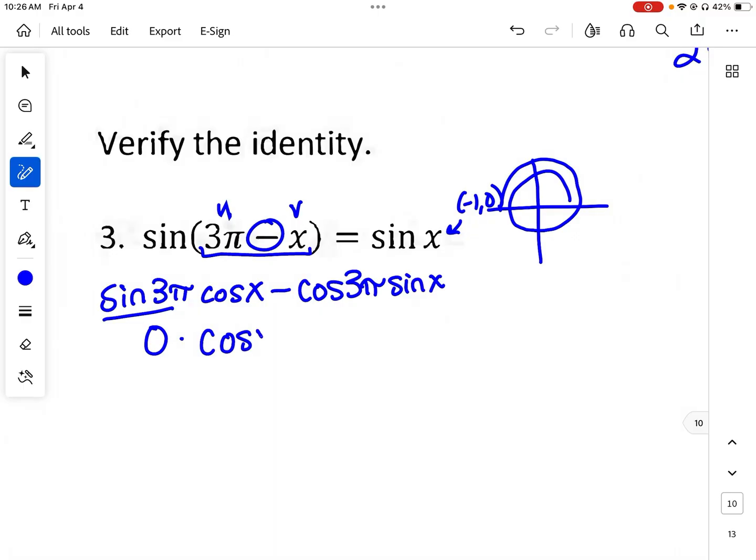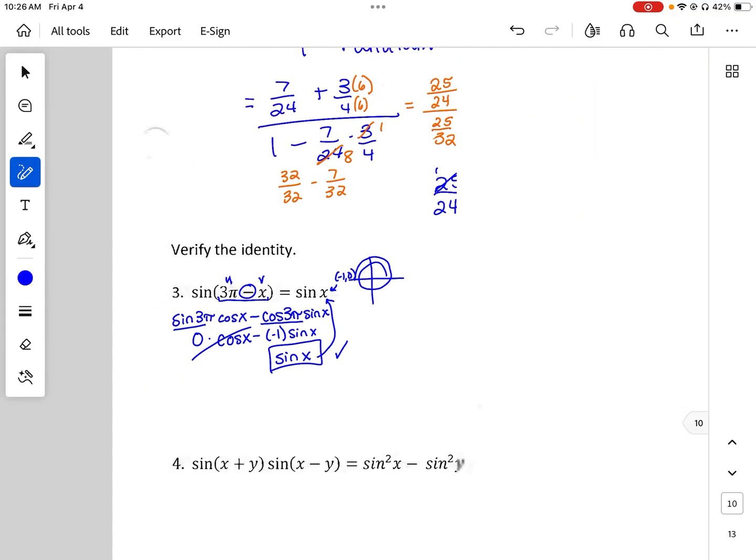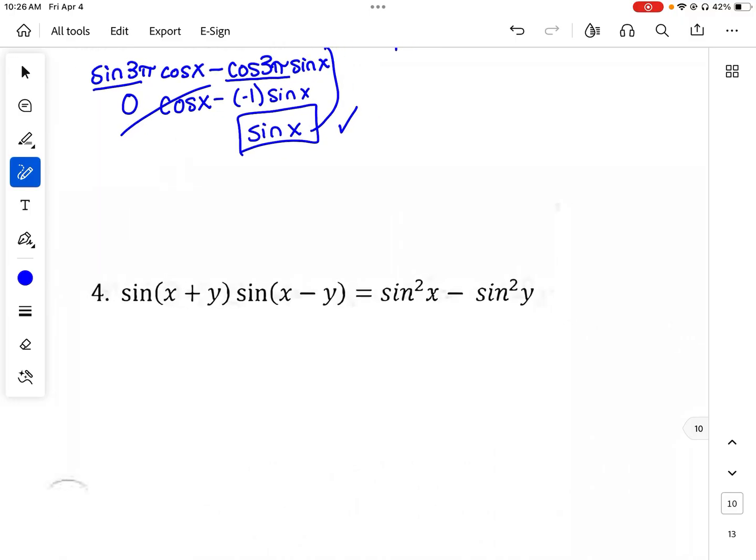Sine is y. So that is 0 times cosine x minus, what is cosine 3 pi? Sine is y, cosine is x. Negative 1 times sine of x. 0 times cosine x is 0. Minus a negative 1 sine x becomes positive sine x. Look at that. It worked. Just took that formula of subtraction.